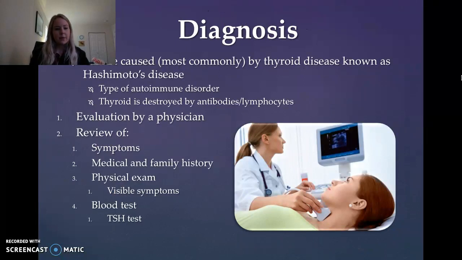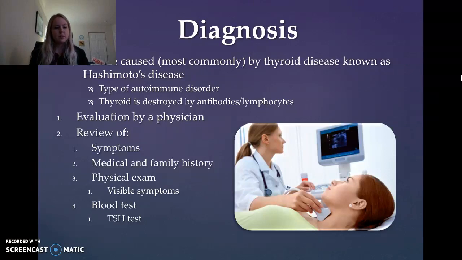So in order to diagnose hypothyroidism, it can be caused most commonly by thyroid disease known as Hashimoto's disease. So Hashimoto's is a type of autoimmune disorder, so it kind of relates back to the slide before. All of the ones mentioned were autoimmune disorders. So your thyroid is basically destroyed by antibodies and lymphocytes that are not recognizing your cells in your thyroid to be self. So that's what an autoimmune disorder does. Your antibodies start attacking your self cells because they no longer recognize that they're part of your body and they're not foreign.